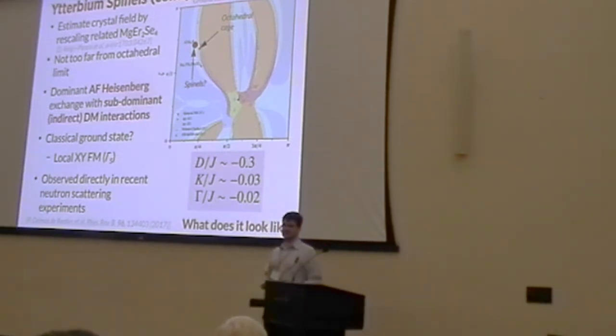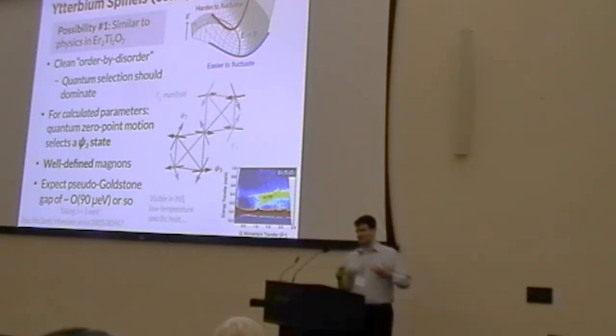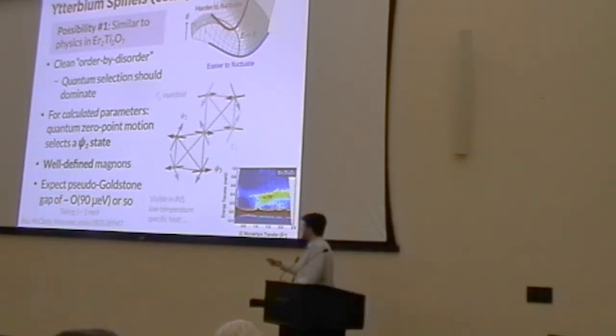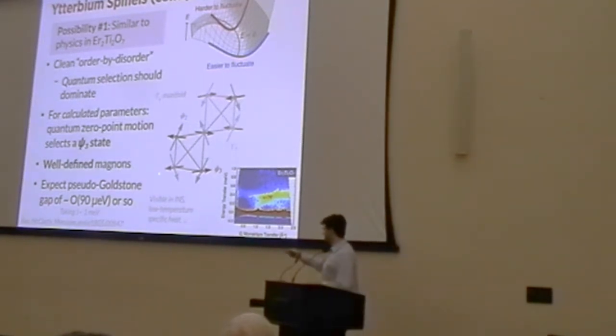But we can ask, what is the physics of this state? One possibility is that it's similar to what we've heard in the previous two talks for erbium titanate. Basically, it's semi-classically relatively robust. You get well-defined magnon modes. There's some order by disorder selection effect that picks up the state. If you compute that, you would get psi 3 from order by disorder. And then you'd expect something like a pseudo-Goldstone mode, a pseudo-Goldstone gap, about a tenth of an meV. And this should be visible in things like inelastic neutron scattering, low temperature specific heat. There's lots of ways to measure that.